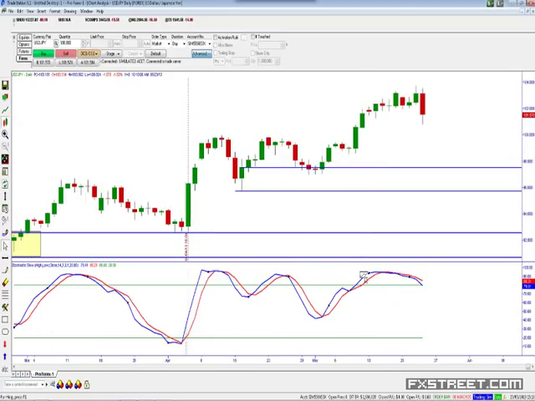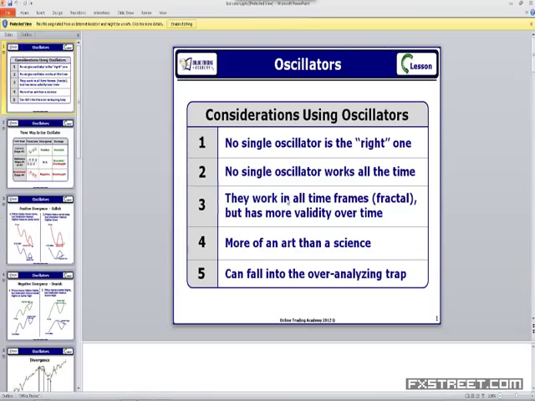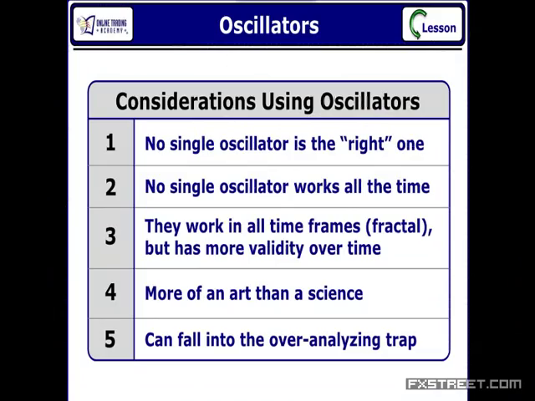And I'm going to get rid of the stochastic there for a moment. Basically, what I'm going to do is bring up a couple slides and just kind of show you when we are using oscillators, any kind of oscillator. One thing everybody always asks me, what's the best oscillator? What's the best indicator I should use?